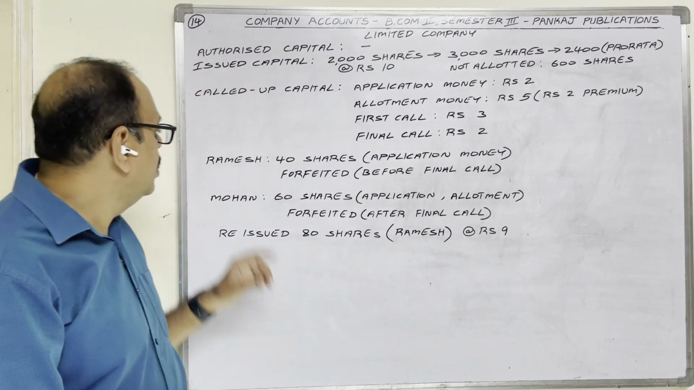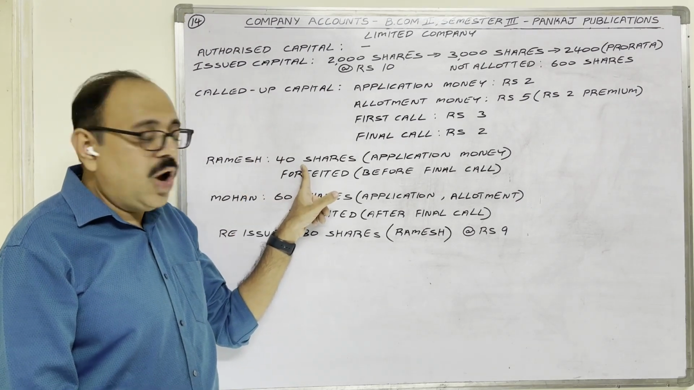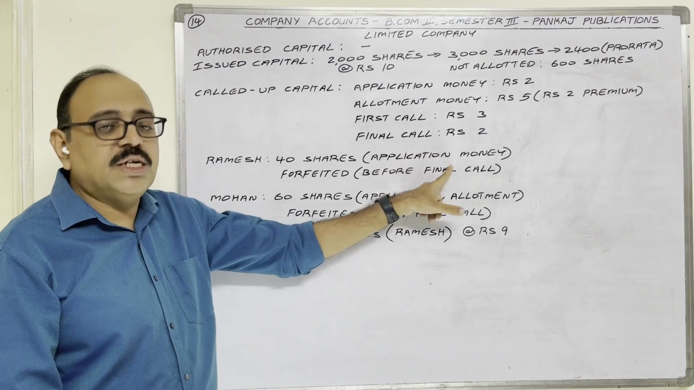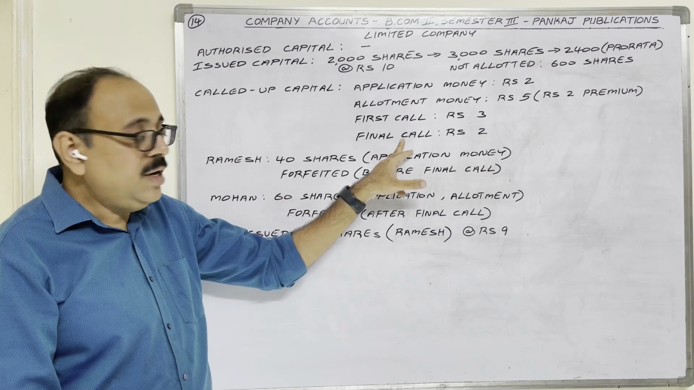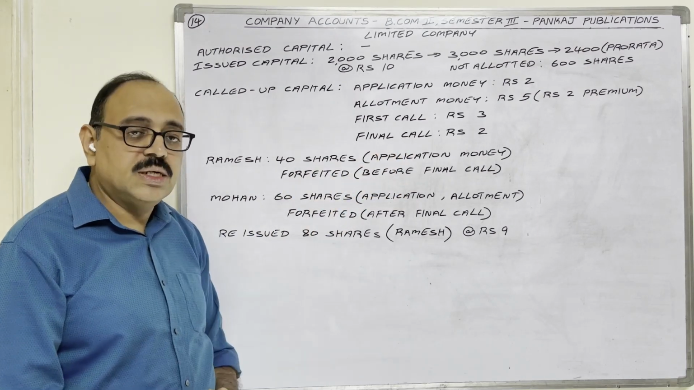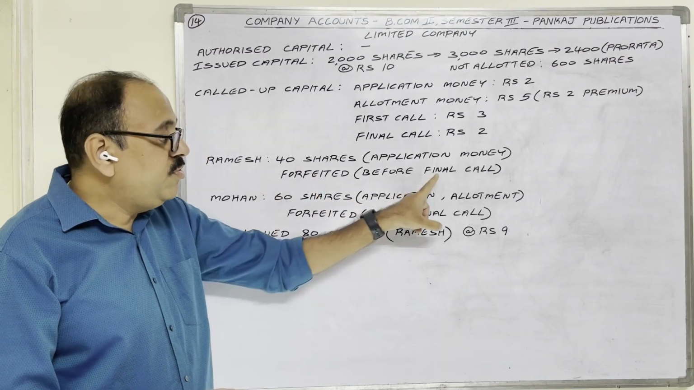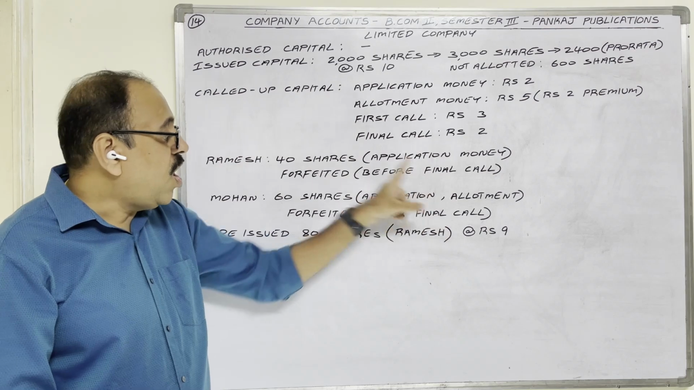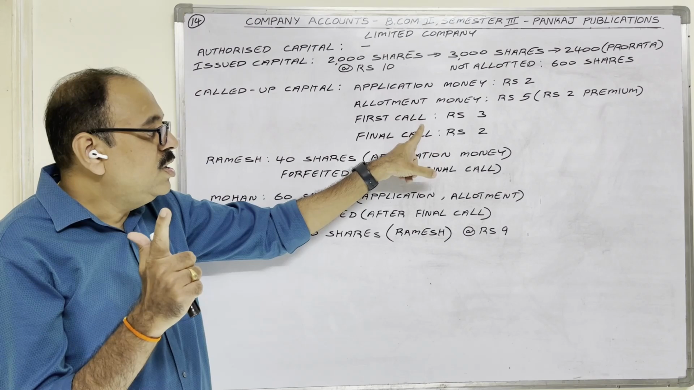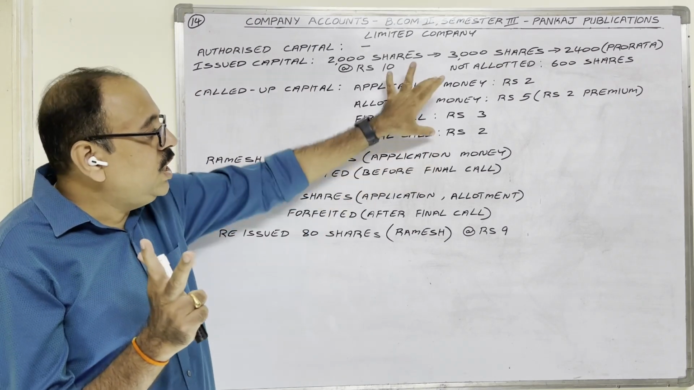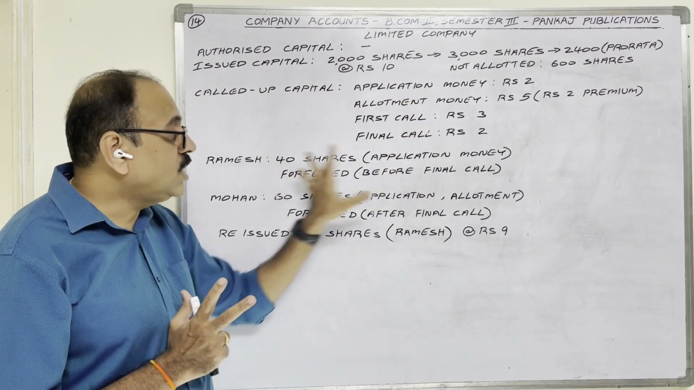Next, one shareholder, Ramesh, is holding 40 shares. On these shares he paid only application money. He failed to pay further installments and the company forfeited his shares. The new point here is that the company is forfeiting these 40 shares before making the final call. On the 40 shares, application money, allotment money and first call money, these 3 calls only the company made. Before making the final call, 40 shares are forfeited.